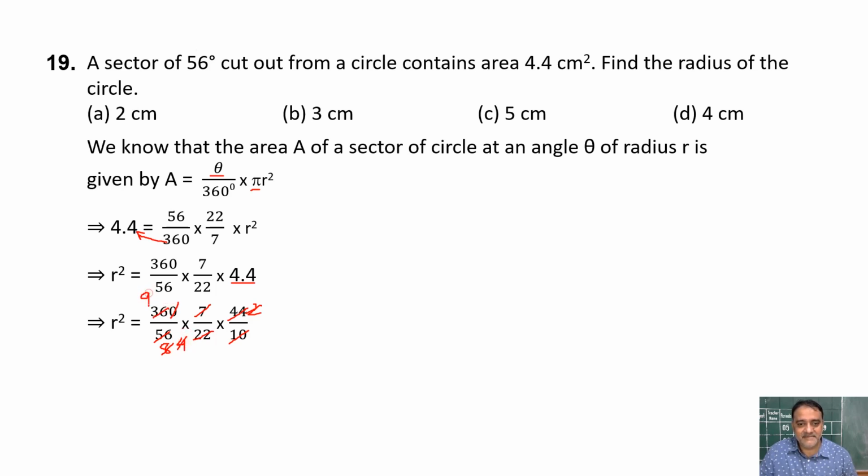So we are getting 9. So r square is equal to 9. So the value of r is 3 centimeter. Right. So which option is the correct one? Option B. Option B. Right.